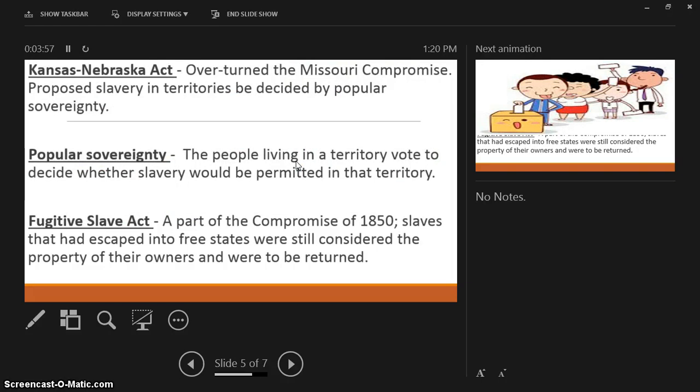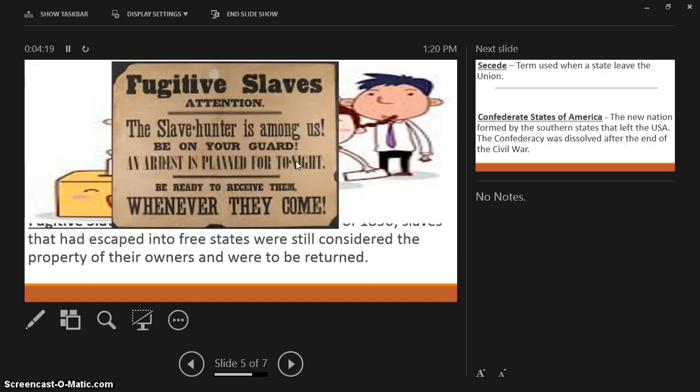Then we have the Fugitive Slave Act. A part of the Compromise of 1850, slaves that had escaped in free states were still considered the property of their owners and were to be returned. This made the North livid. They were so incredibly angry because a lot of them didn't want slaves. They didn't want to participate in slavery. So now the Fugitive Slave Act is forcing people to hunt them down.